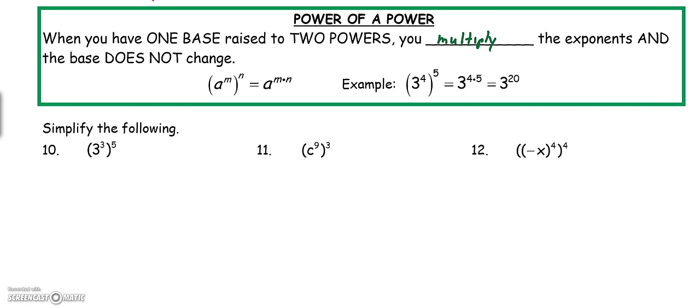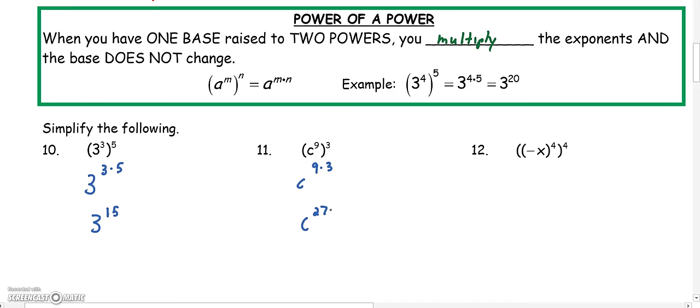So in number 10, we have in parentheses 3 to the 3rd, and then raised to the 5th again. So we're going to do 3, and we're going to multiply our exponents, 3 times 5, so we get 3 to the 15th. Number 11, we have c to the 9th raised to the 3rd power. So our base is c, and we multiply 9 times 3, which gets us c to the 27th.